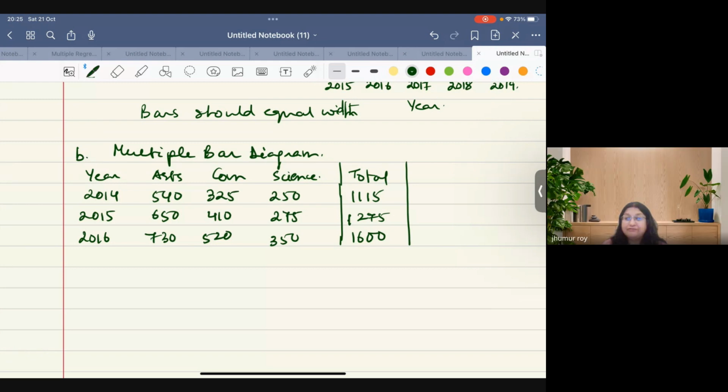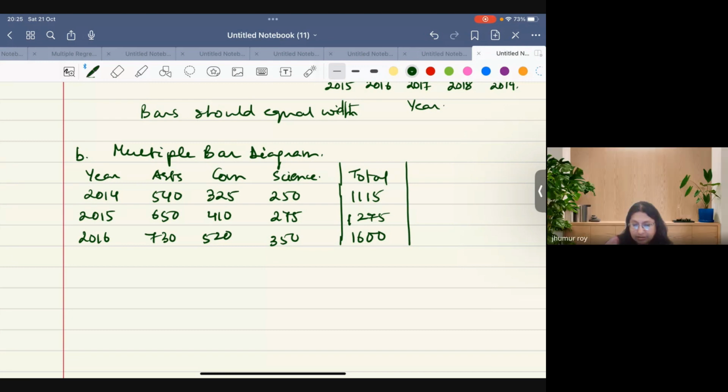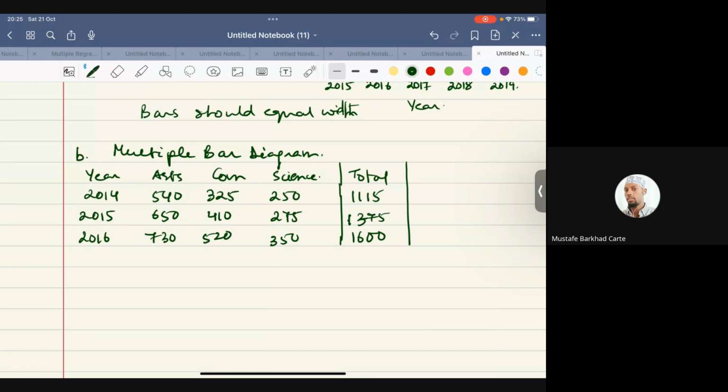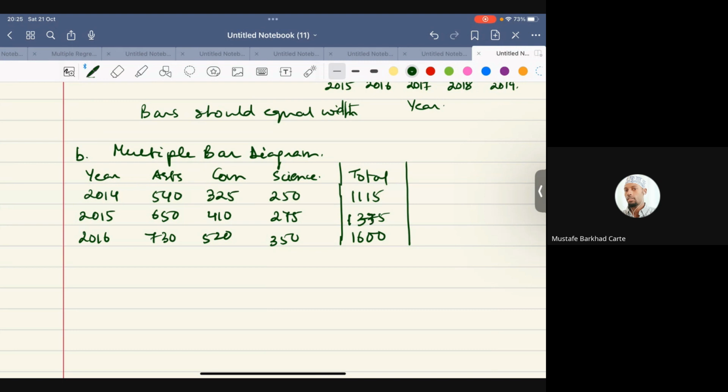For 2015, the addition is not right. Which one? 650, 410, 275. That is equal to 1,335. Okay, fine.